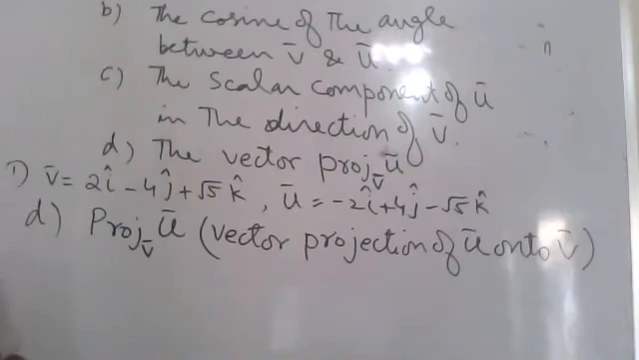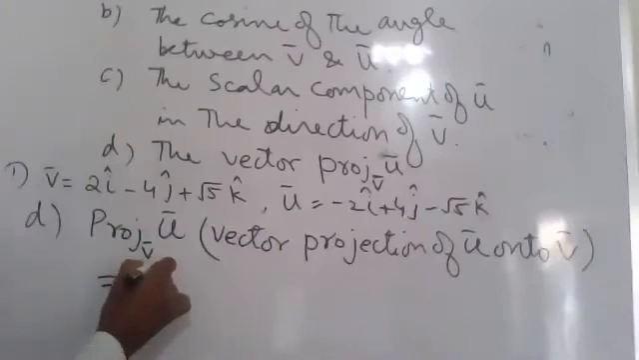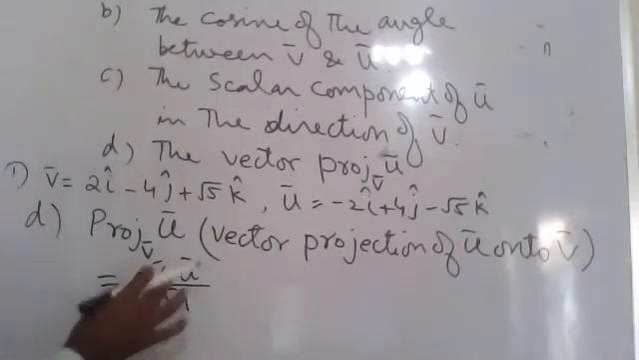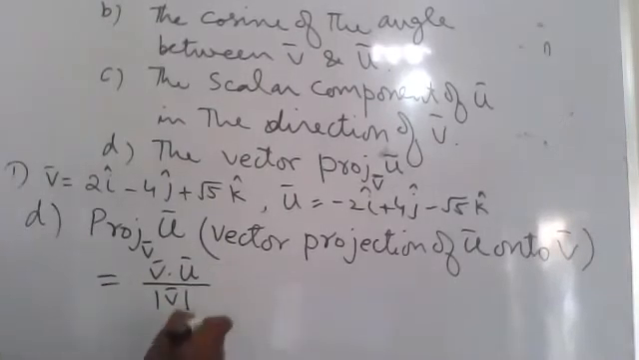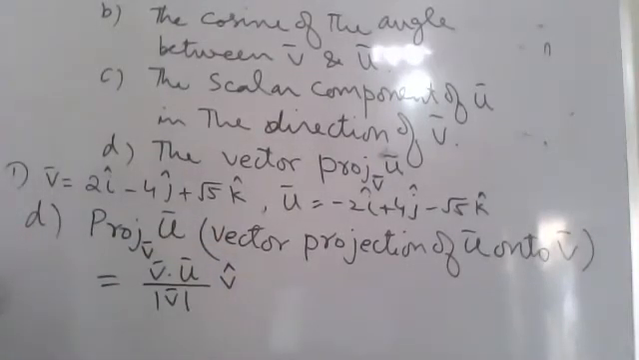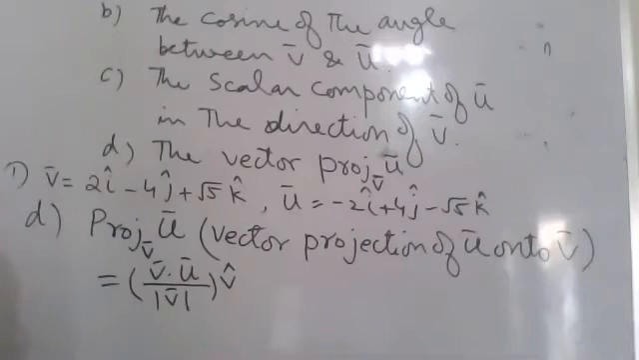So this will be the vector. How to find it? U dot V divided by the magnitude of V, as we have found. This is the scalar. Scalar divided by scalar will give a scalar. And now we will multiply by the unit vector of V.